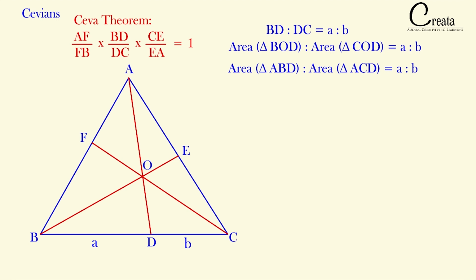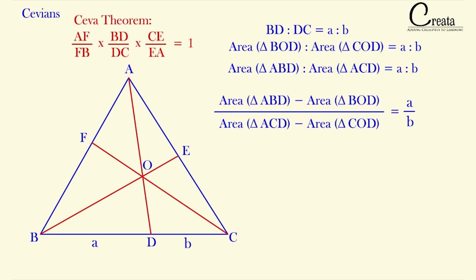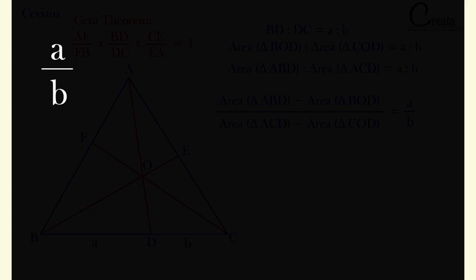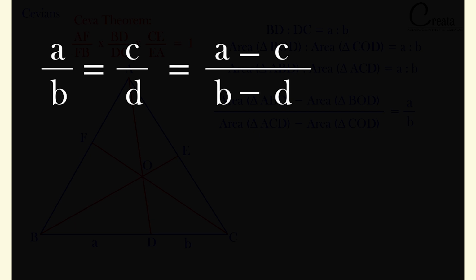If we apply the formula of ratio and proportion, can we say area of triangle ABD minus area of triangle BOD upon area of triangle ACD minus area of triangle COD is equal to A by B? Okay, we have applied the fundamentals of ratio and proportion. Let's see what fundamental we have applied. If A by B is equal to C by D, then this ratio will be equal to A minus C upon B minus D. This is the fundamental that we have used.